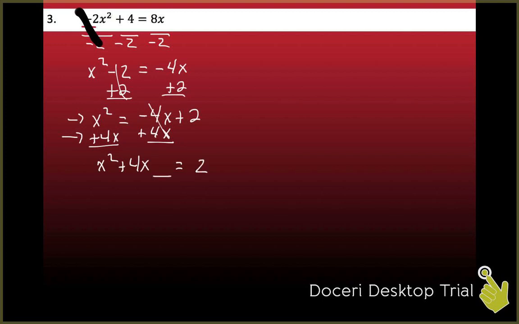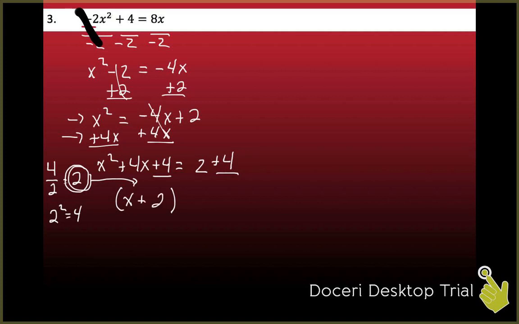So we're going to add something here and add something here. Our b term is 4, so we're going to do 4 over 2, which is 2, and then 2 squared is 4. So we're adding 4, adding 4. We can factor this down. It's going to be x. Over here we have a positive 2, so that's what goes in the second part, plus 2 squared equals 6. I'm going to bring us up here so we have a little more room. So we have x plus 2 squared equals 6.